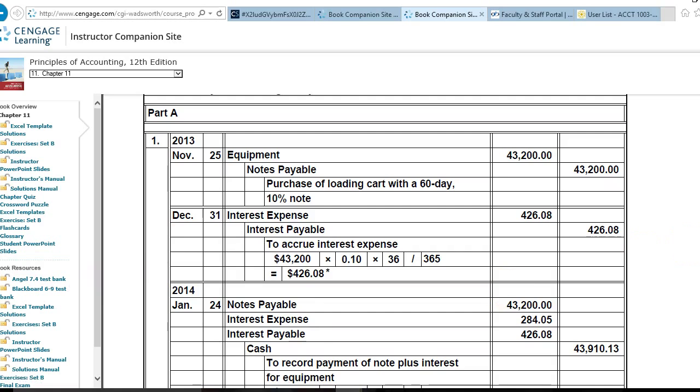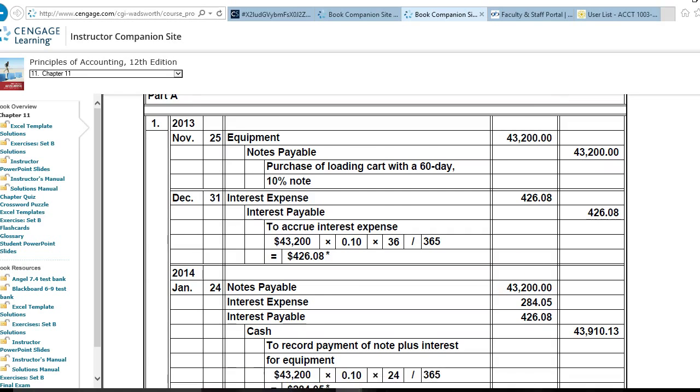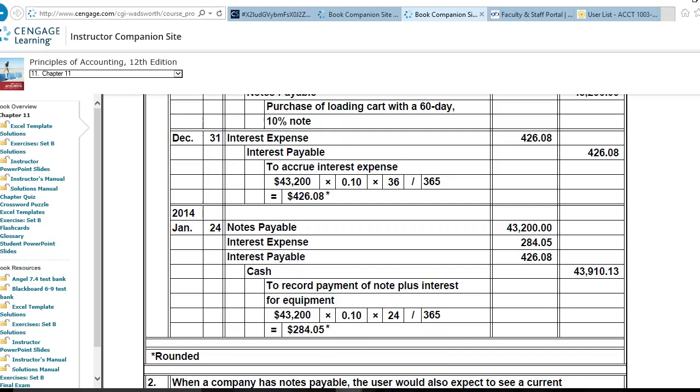Now, the next one we've got here is finally he paid it on January 24th. Okay? So we know we've got the note of $43,200 he needs to pay. He needs to pay the interest payable from December. Plus, we need to calculate how much interest has accrued, has been incurred in this period. So we take that $43,200 times 10% times 24 days divided by 365 days, or $284.05.